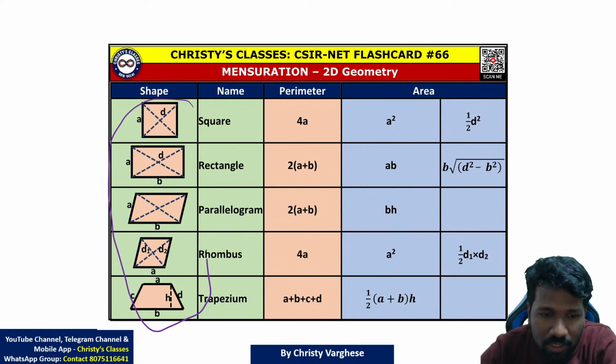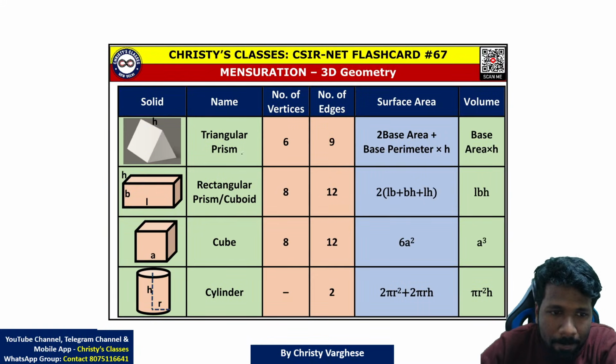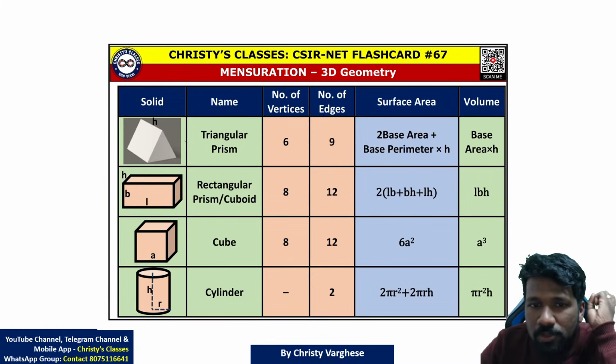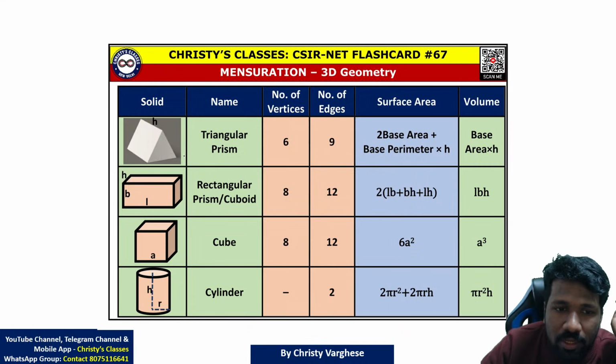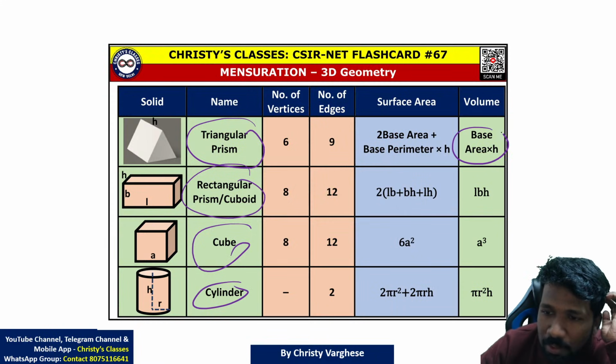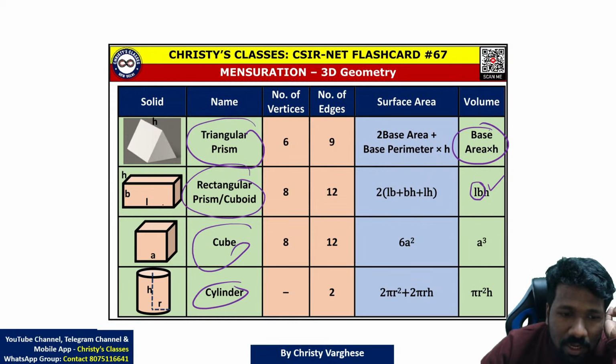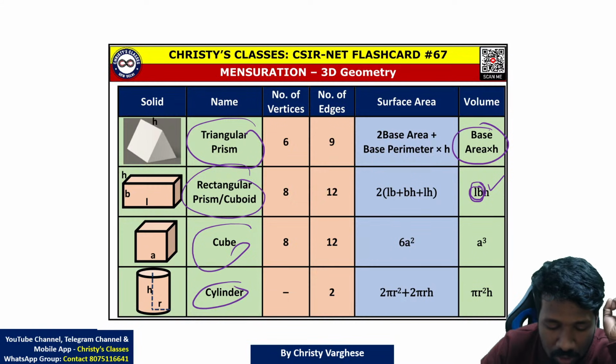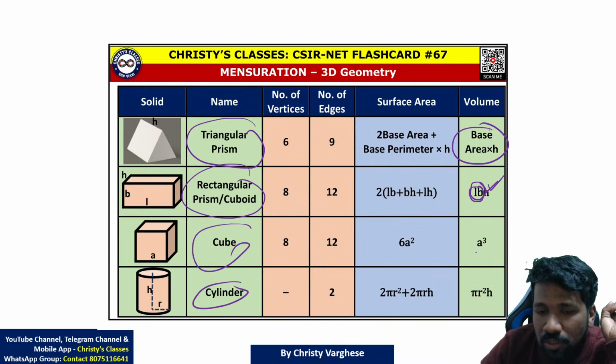ये quadrilaterals का perimeter area है. ये 3D shapes का volume और surface area वो भी important है. Especially prism type shapes. These all are prism type shapes. उसका general formula base area into height है. According to the base, the formula will be base area. For example, rectangular prism है तो base rectangle है. So length into breadth into height. Cube है तो base square है. So a square into a.